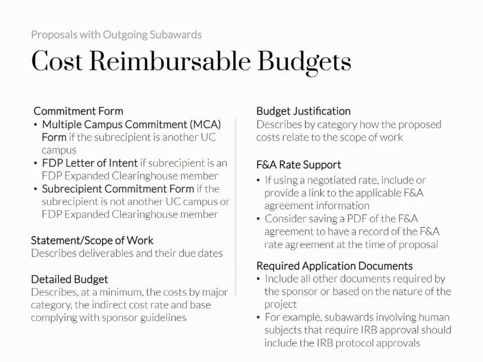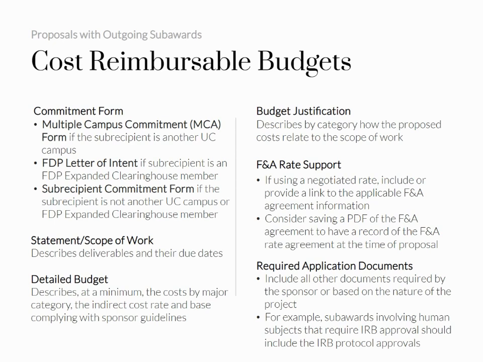When your outgoing subaward has a cost reimbursable budget, at the proposal stage, we must collect a commitment form. This will be the multiple campus commitment form if the subrecipient is another UC campus, or the FDP letter of intent if the subrecipient is an FDP expanded clearinghouse member. If the subrecipient is not another UC campus or FDP expanded clearinghouse member, we collect the subrecipient commitment form. You can find all of these on our website.